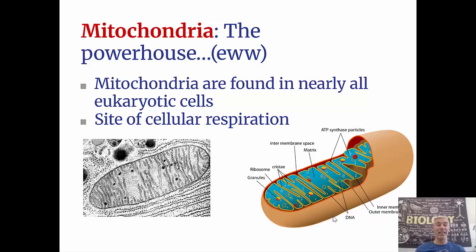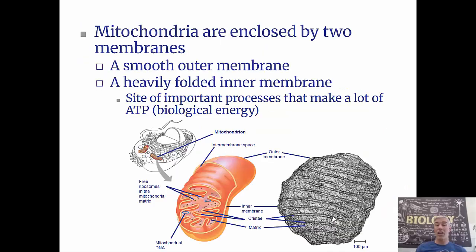Because if you're a plant, the job of the chloroplast is to make sugar through photosynthesis. That sugar then needs to be broken down through cellular respiration. That's what happens in the mitochondria. So mitochondria, as I said, are found in all eukaryotic cells, and they are where cellular respiration occurs, and the job of that is to make ATP using oxygen gas.